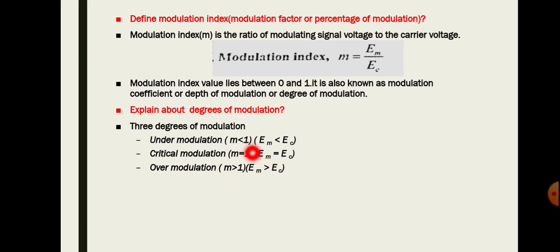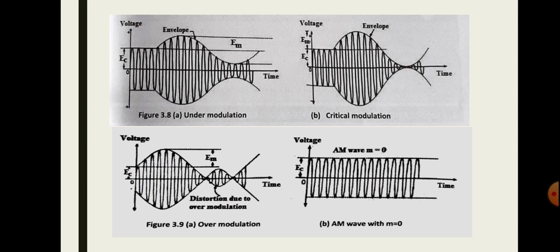Suppose M is less than 1. In this case, under modulation takes place. In such cases, EM will be less than EC. So you can see in the case of under modulation, this waveform will be looking like this. See, there is an envelope EM which has got a maximum amplitude EM, and in between this envelope there will be carrier signal. This is the amplitude modulated signal.